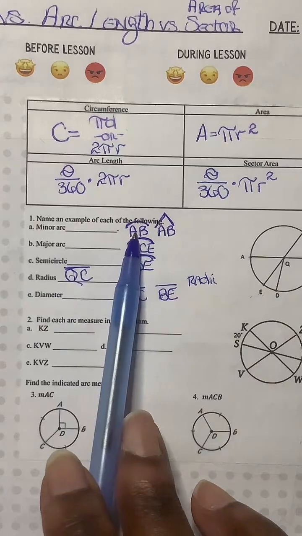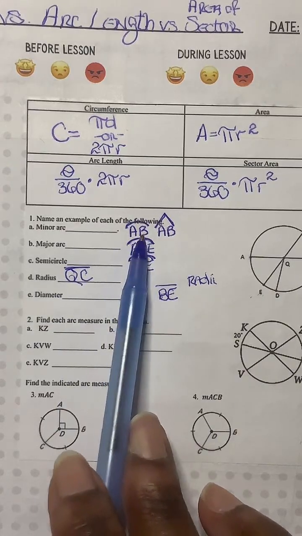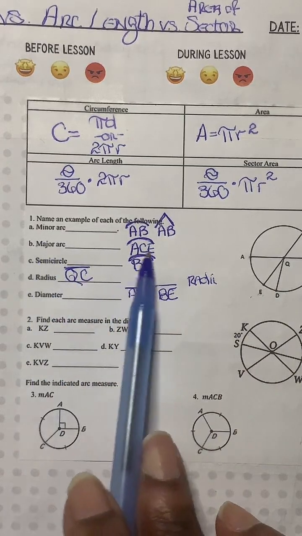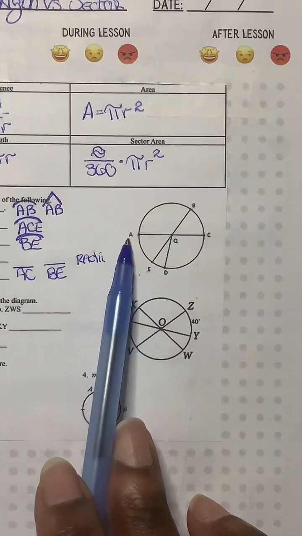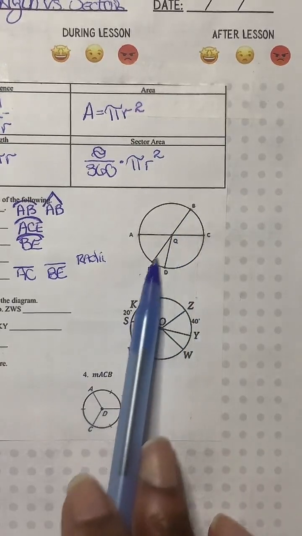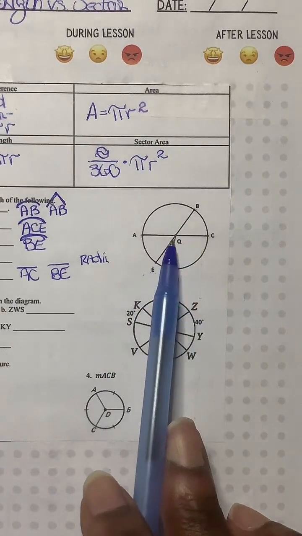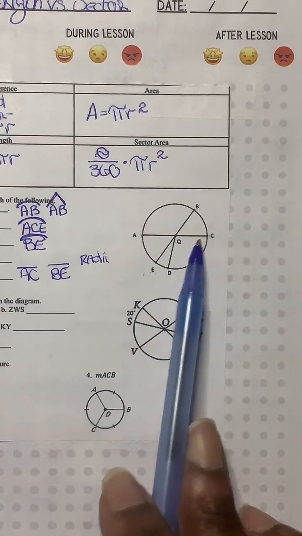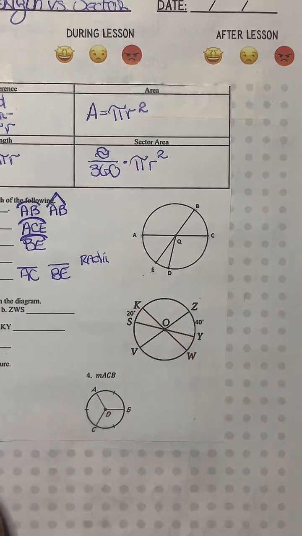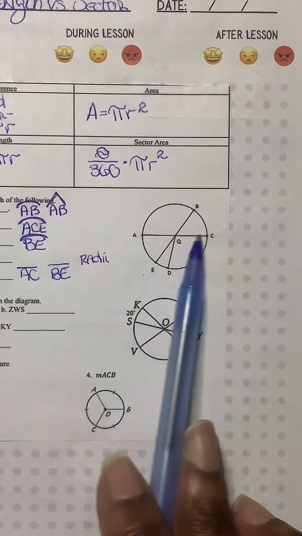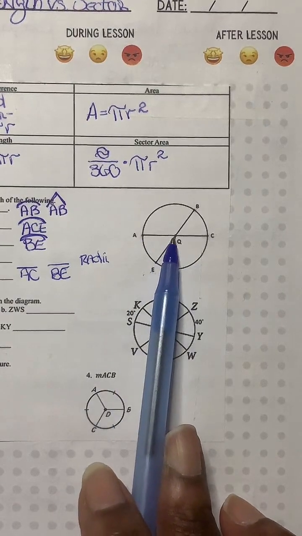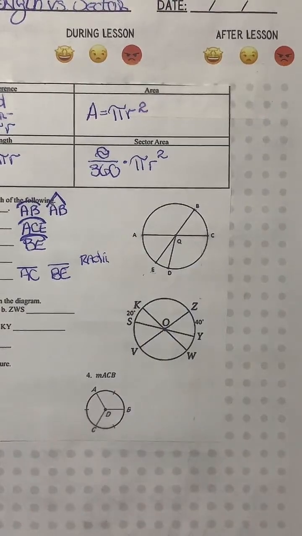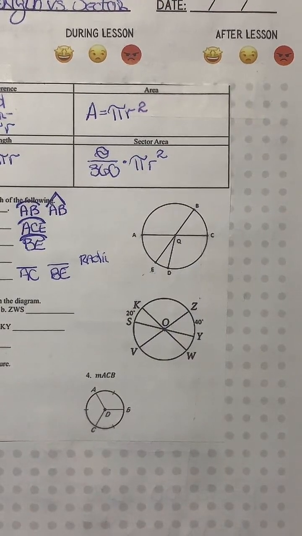So that's basically how you name them. A minor arc, you name with 2 points. A major arc, you name with 3. A semicircle, you name with 2. It's basically taking over your diameter. A radius goes from the center of the circle to a point on the circle. And the diameter, as I said before, is a chord that goes from one side to the other, and it has to go through the center of your circle.